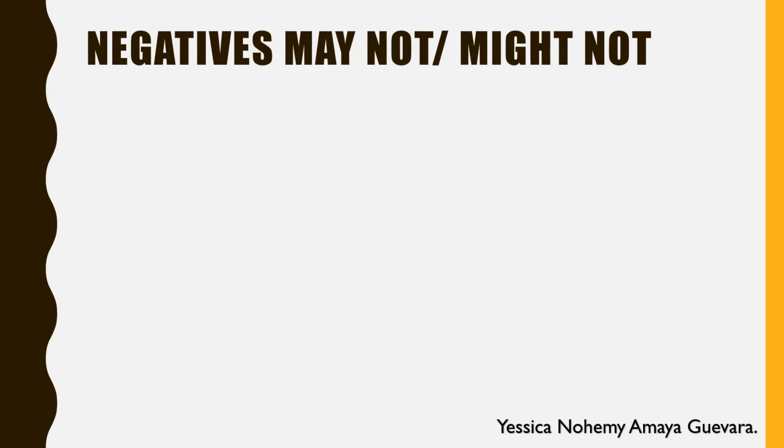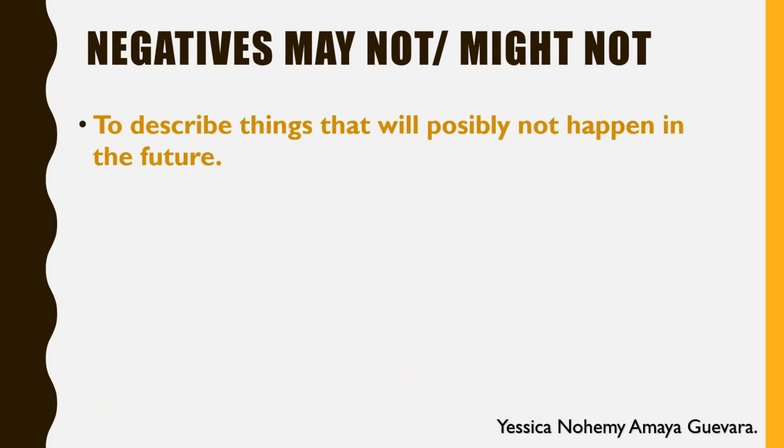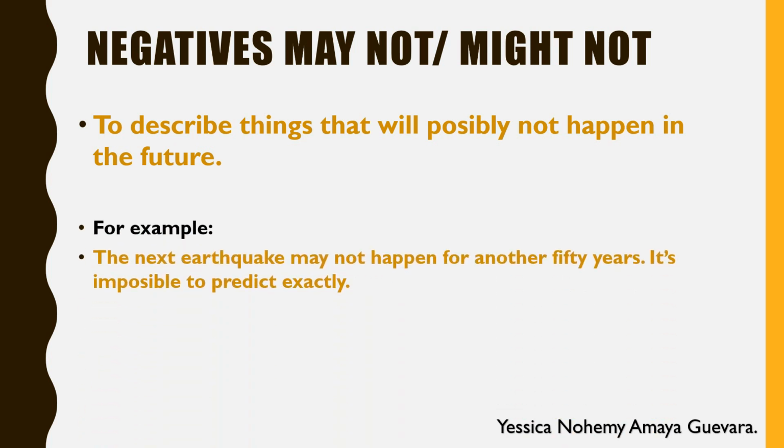In possibility and uncertainty, you can also use modals in negative statements by adding "not" after the modal verb. So, when do we use it? Well, we use it to describe things that will possibly not happen in the future. For example, the next earthquake may not happen for another 50 years. It's impossible to predict exactly.